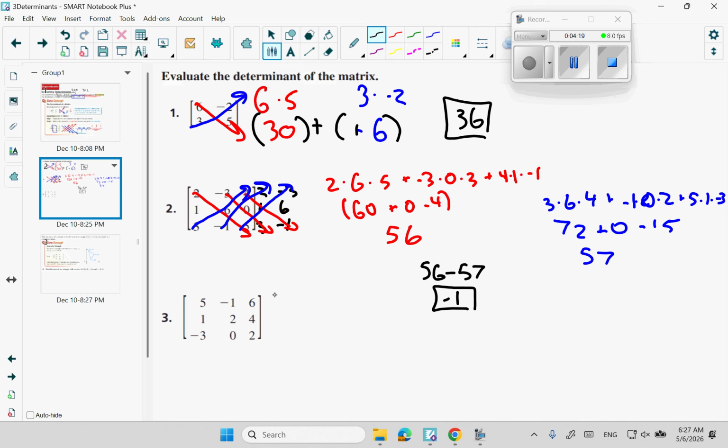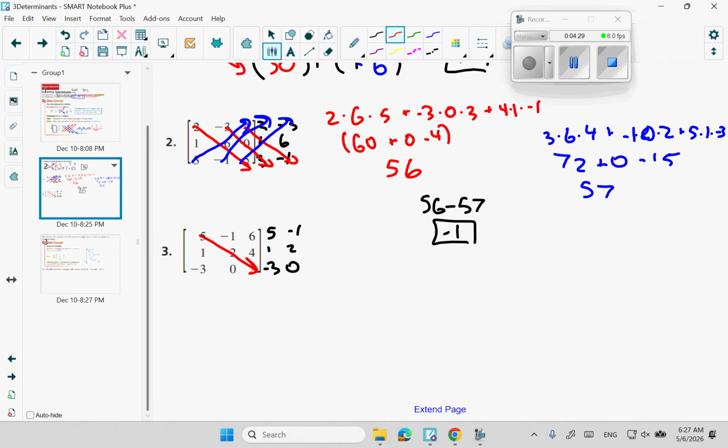Next one, I can rewrite these two columns. 5, -1, 1, 2, -3, 0. 5 times 2 times 2. -1 times 4 times -3. 6 times 1 times 0. Add them. 5 times 2 times 2 is 20. -1 times 4 times -3 is positive 12, because negative times negative is positive. 6 times 1 times 0 is 0. So I get 32 for those arrows.